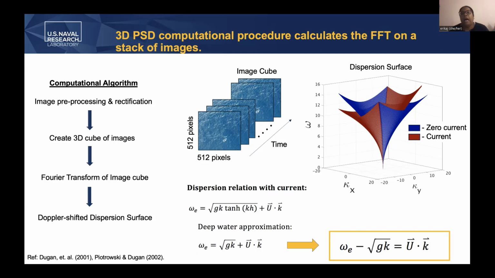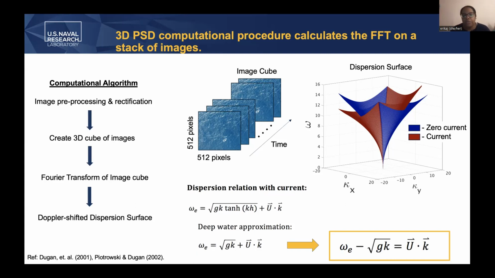However, according to what I've seen in the literature, this technique requires on the order of hundreds of images to adequately resolve this dispersion surface. So for someone who's interested in high temporal resolution, high resolution turbulence measurements, this is not necessarily the best technique for me to use.